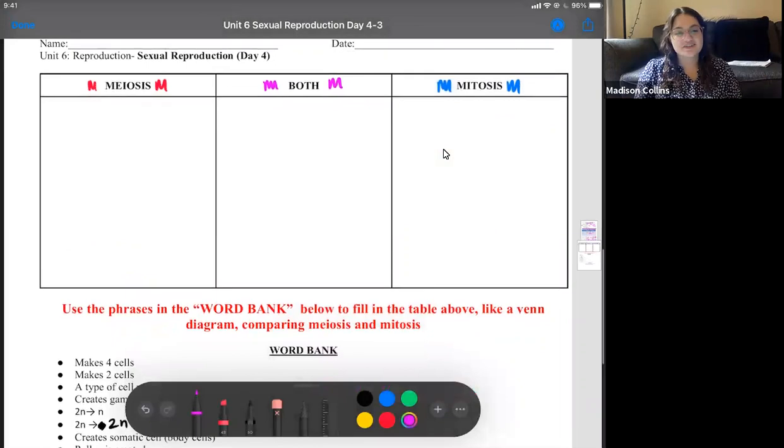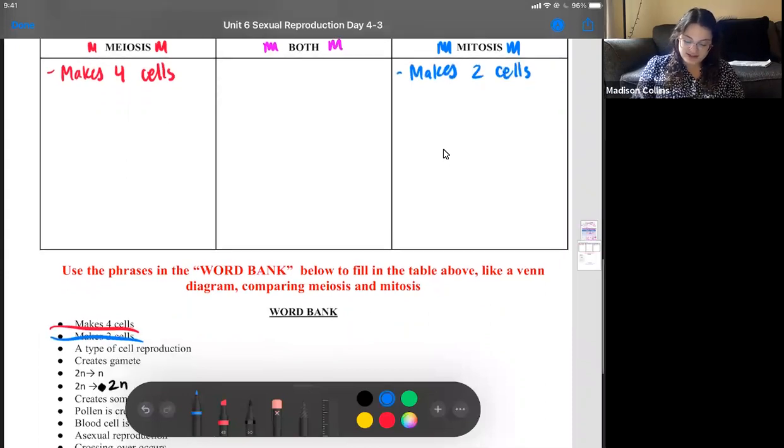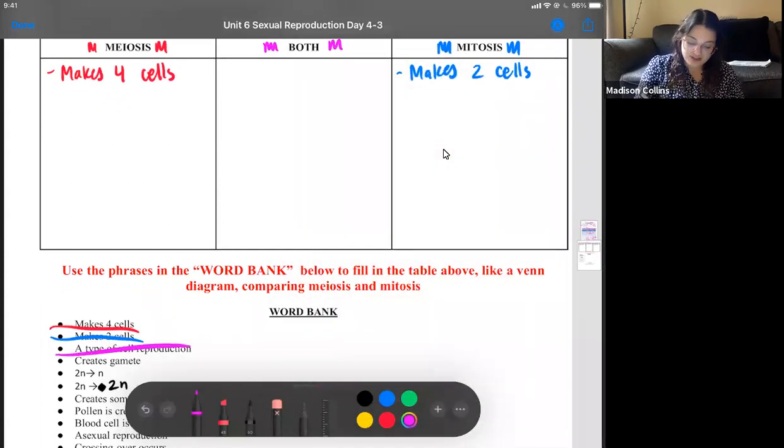Okay, so the first characteristic we have is makes 4 cells. This is a characterization of meiosis. We're making those 4 gametes. Okay, but next up we've got makes 2 cells. That is a characteristic of mitosis. We're making 2 identical daughter cells. Okay, a type of cell reproduction, that's actually a characteristic of both. Both of these are a type of cell division or cell reproduction.